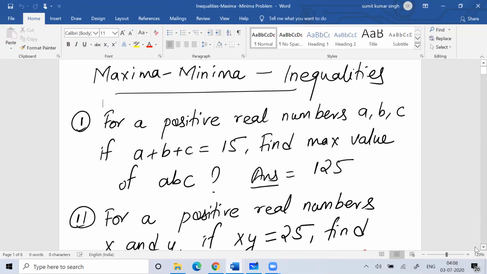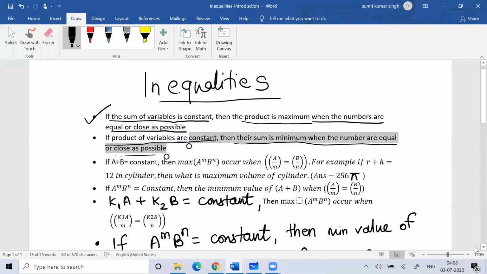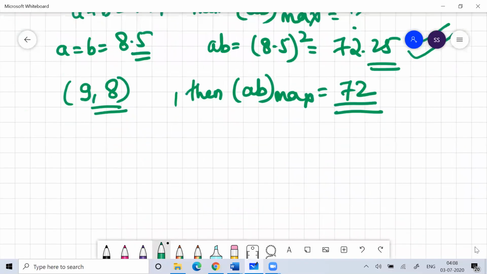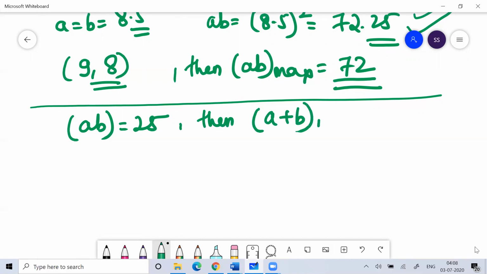Now imagine if I ask you this. Question number 2. For positive real numbers x and y, if x into y is 25, find the minimum value of x plus y. Here you can use the same concept: if a into b is 25, then find the minimum value of a plus b.